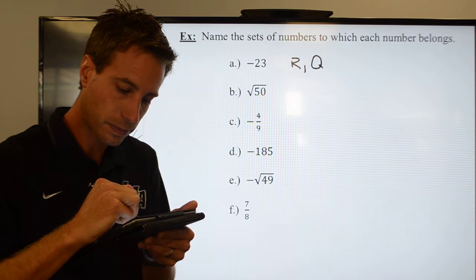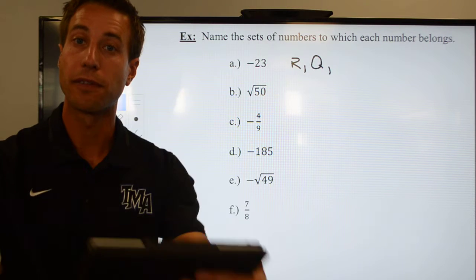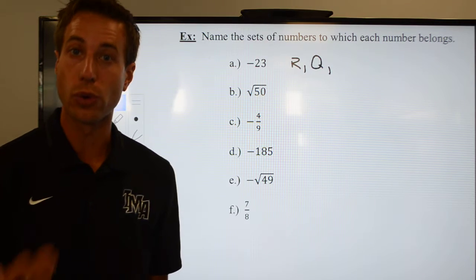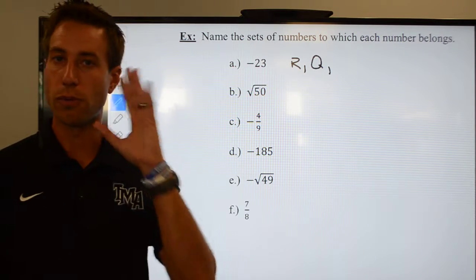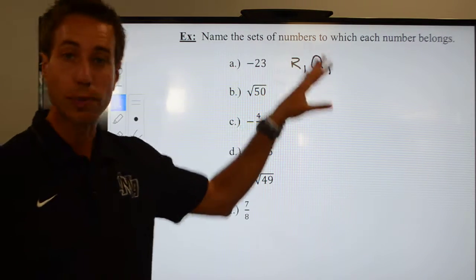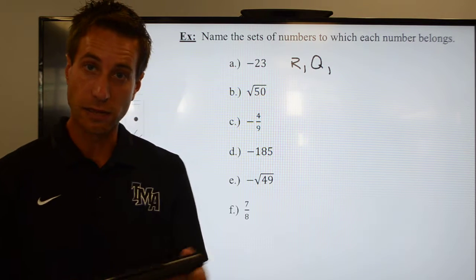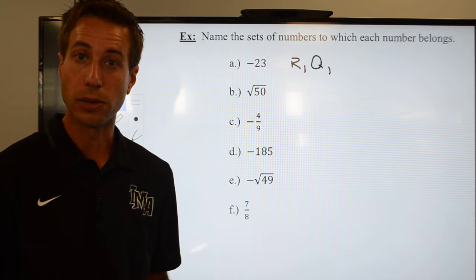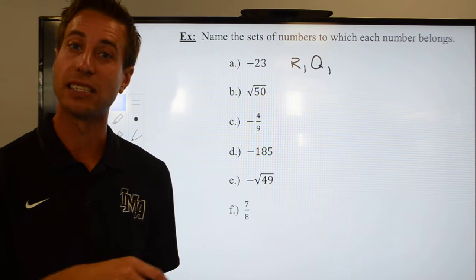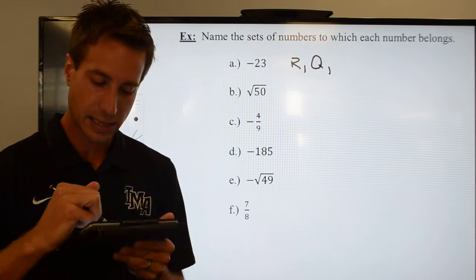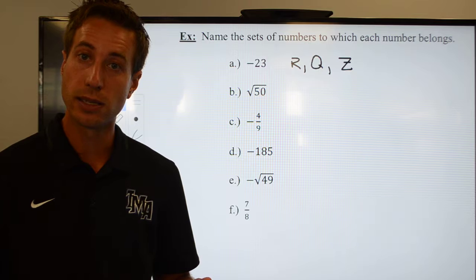Now, after we figured out it's a rational number, I can actually go even further than that. My next category would be an integer. Does this number fall into the integers? If you remember our description of what an integer is, integers are positive or negative whole numbers. And that's exactly what I have. Minus 23 is a negative whole number, and so yes, it is also an integer. So we give it the abbreviation Z.